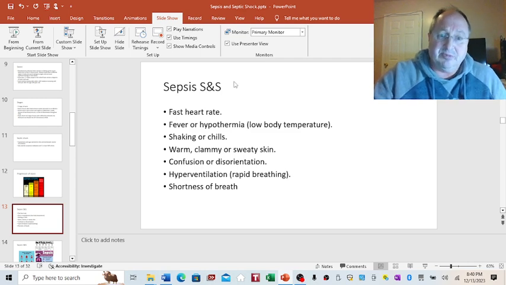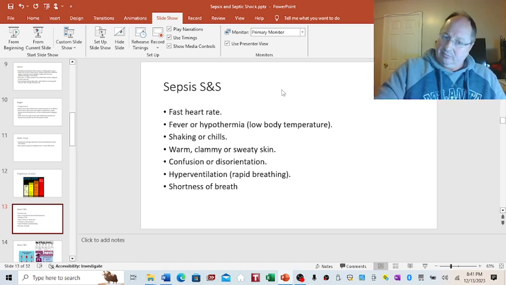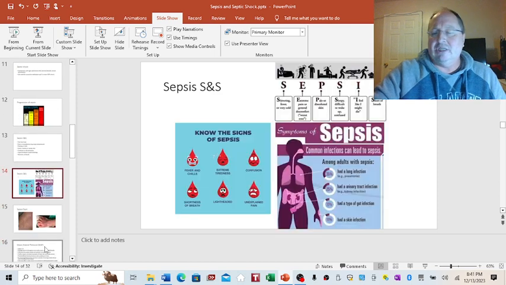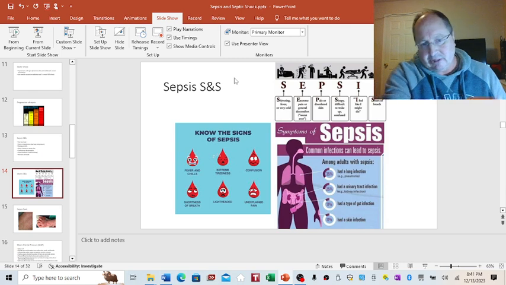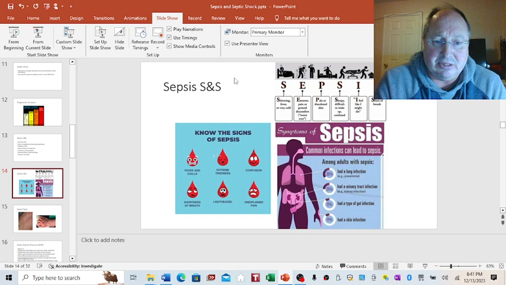Again, your signs and symptoms are a fast heart rate, fever or hypothermia, shaking, chills, and warm, clammy skin. They can be confused and disoriented because of lack of blood flow. They're not getting the oxygen, complaining of shortness of breath and generalized body aches. It's a big deal to know the signs and symptoms of sepsis: fever, chills, extreme tiredness, confusion, shortness of breath, lightheadedness.